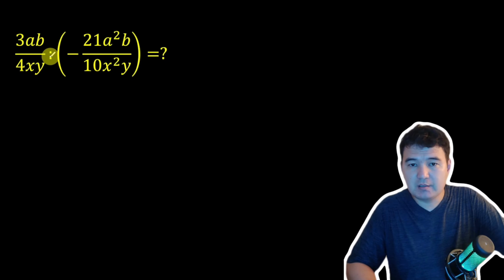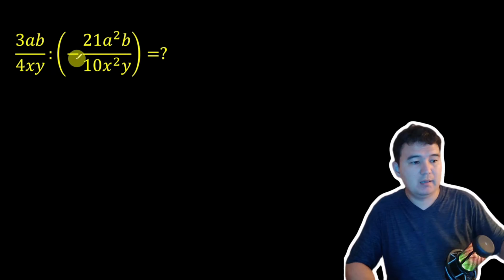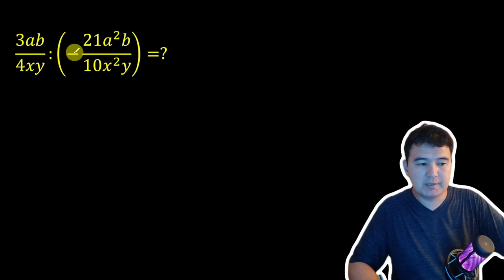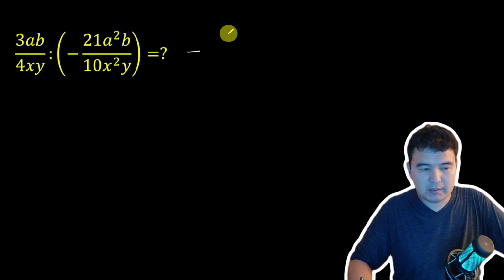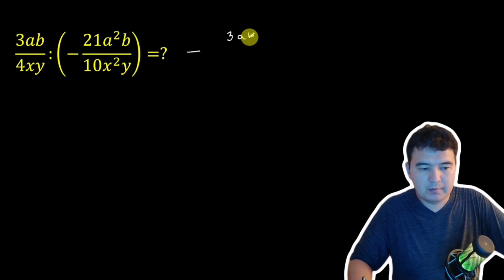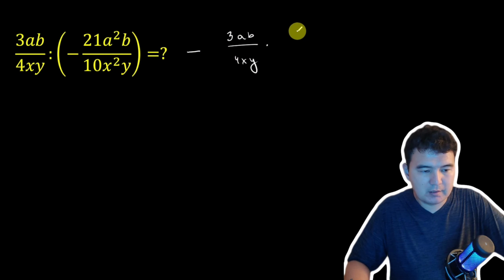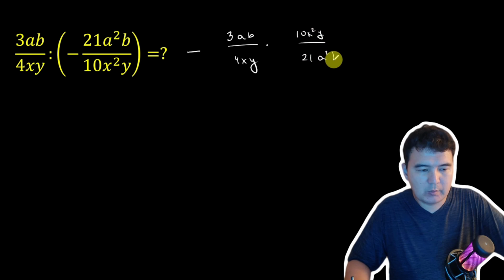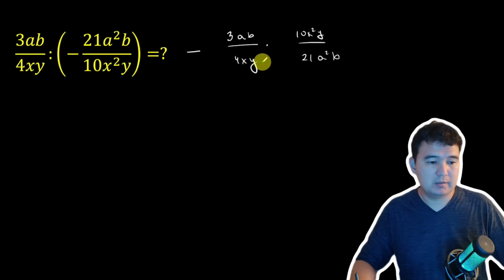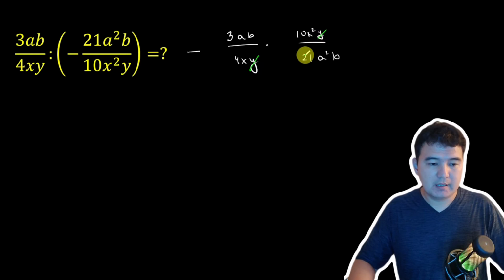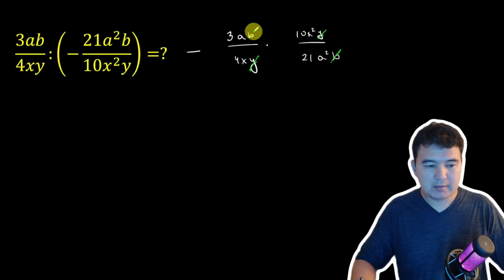Here we have division, which flips the sign, and it's a negative. So I'm going to put this negative in front of everything. So this expression basically looks like 3ab over 4xy, and with the flipped fraction 10x square y over 21a square b. Now look at the variables which can be cancelled out. So y's can be cancelled out, b's can be cancelled out.